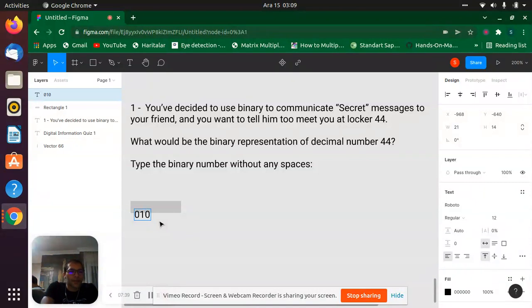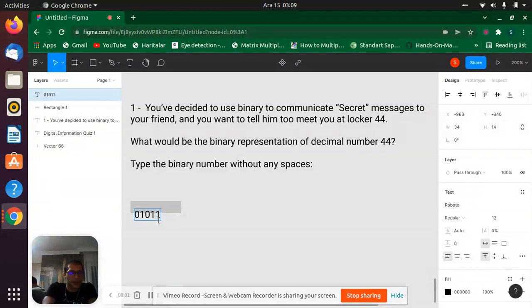So then we have 8. We need 8, right? If we put 32 plus 8, it will be 40. Okay, now we have 40, and we are looking for 44. Then we also need 4. If we put 1 there, yes, our number is now 44.